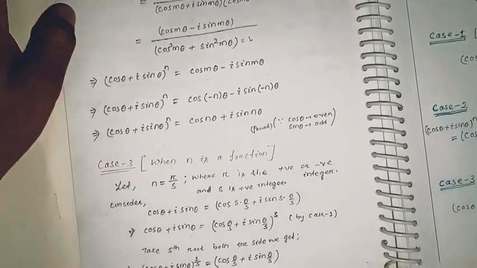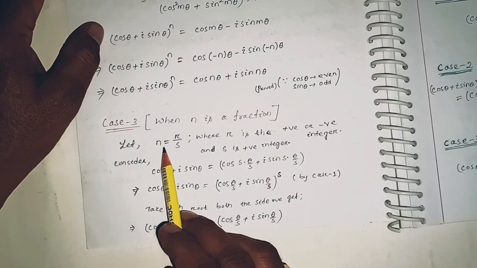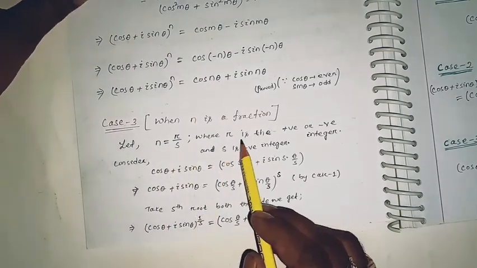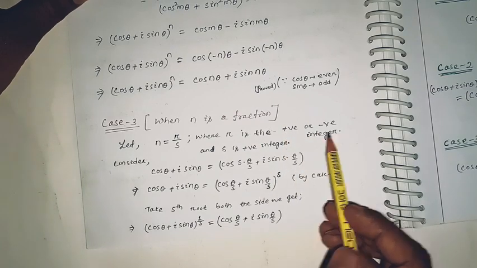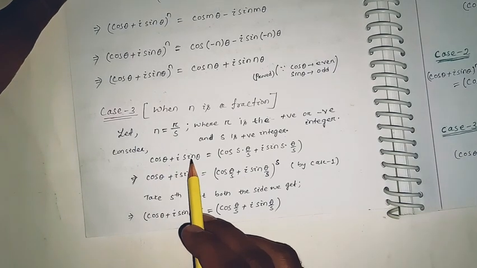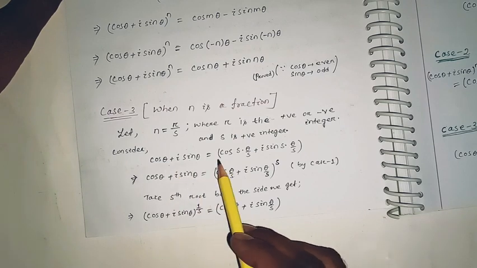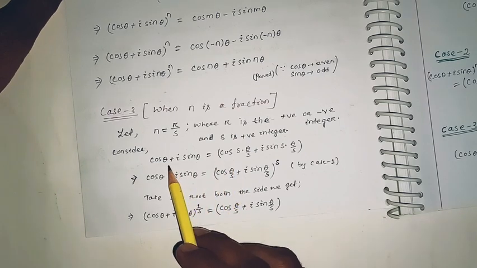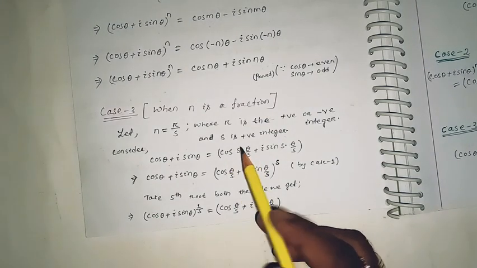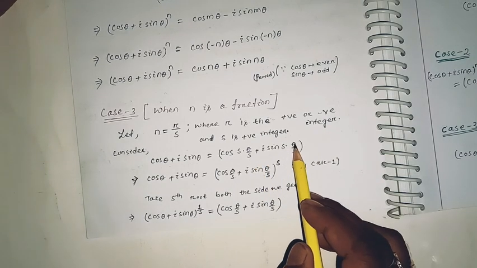Now we are going to go for the case when n is a fraction. So if n is a fraction, consider n will be equal to r by s, where r is a positive or negative integer and s is a positive integer. How are we going to prove this? Here you can see cos theta plus i sin theta will be equal to cos, this theta can be written as s into theta by s. S got cancelled, so cos theta as such it will be there, plus i sin s into theta by s.